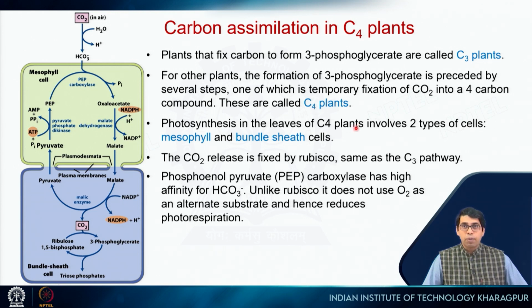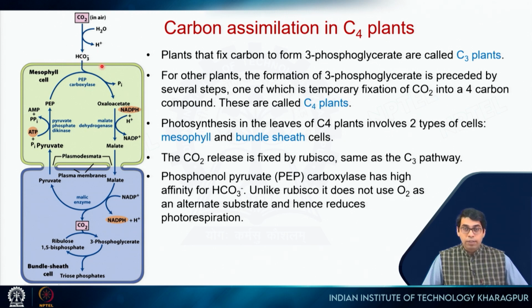Photosynthesis in the leaves of C4 plants involves 2 types of cells, mesophyll, which is shown here in green. So, this is mesophyll, and the other one is bundle sheath cells, which is shown here in blue, right? So, here what happens is phosphoenol pyruvate, in the mesophyll cells, right? They combine with bicarbonate ion. So, carbon dioxide is dissolved in water to produce this bicarbonate ion, and phosphoenol pyruvate carboxylase has very high affinity for this bicarbonate ion. Okay, so it does not have much affinity for oxygen.